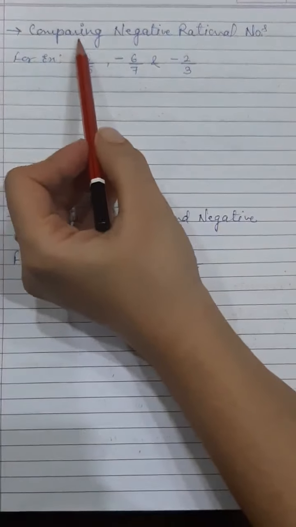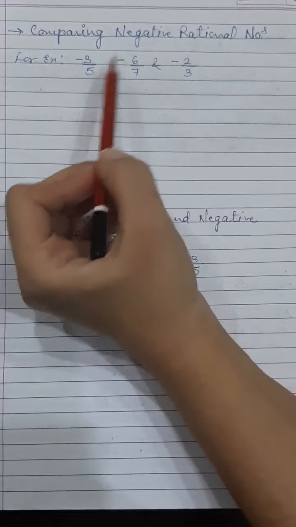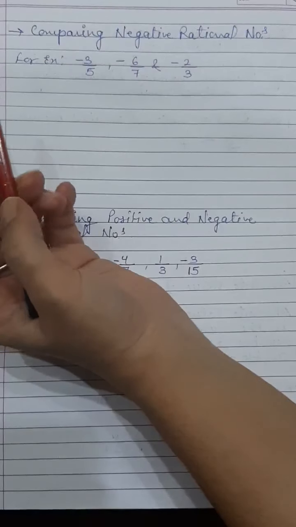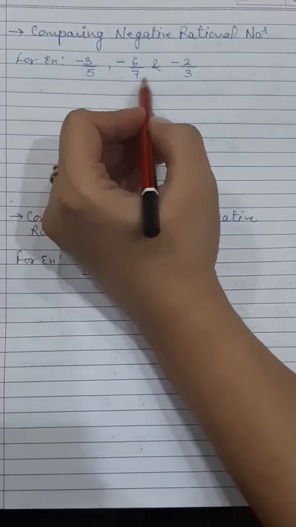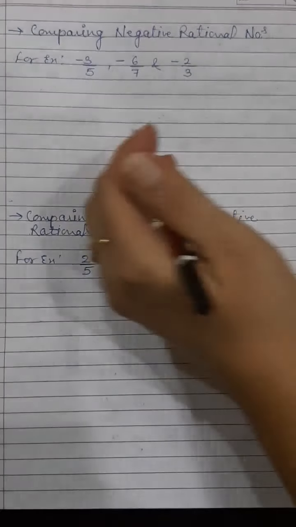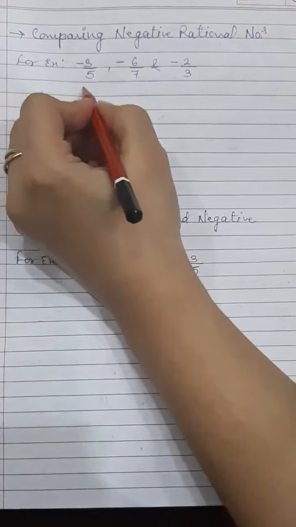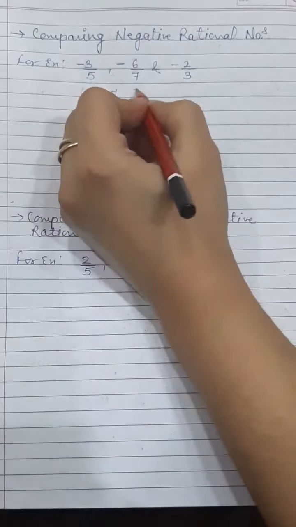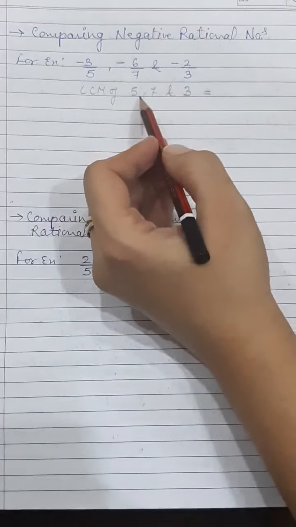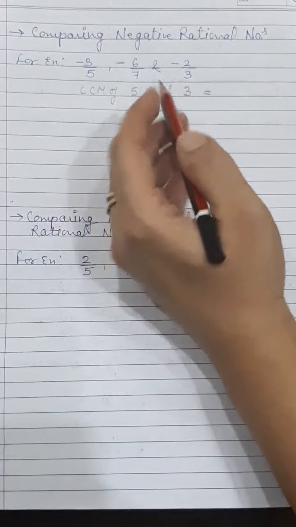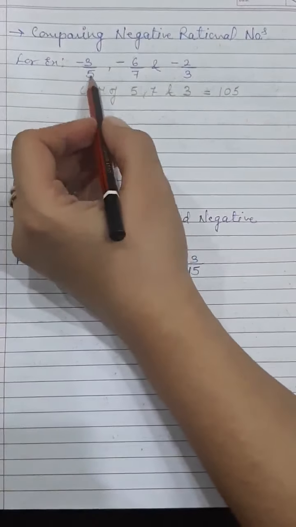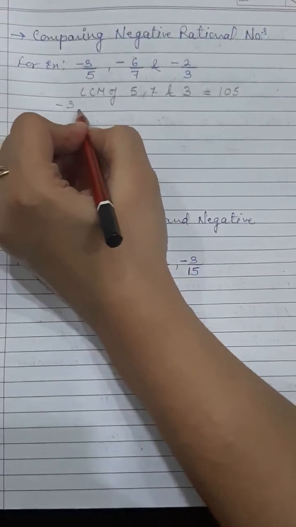Now next is comparing negative rational numbers. If rational numbers are negative, then how you will compare? Again, denominators you have to check. First, here denominators are coming different, 5, 7 and 3. So first you have to take LCM of 5, 7 and 3. So what will be the LCM of 5, 7 and 3? That is 105. Right? Now you have to make denominator as 105.